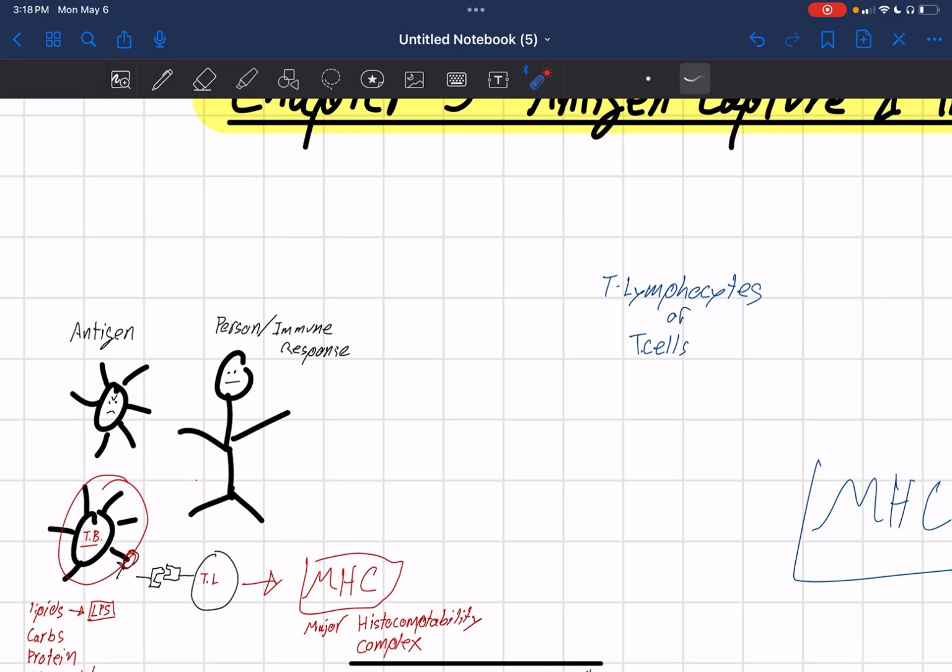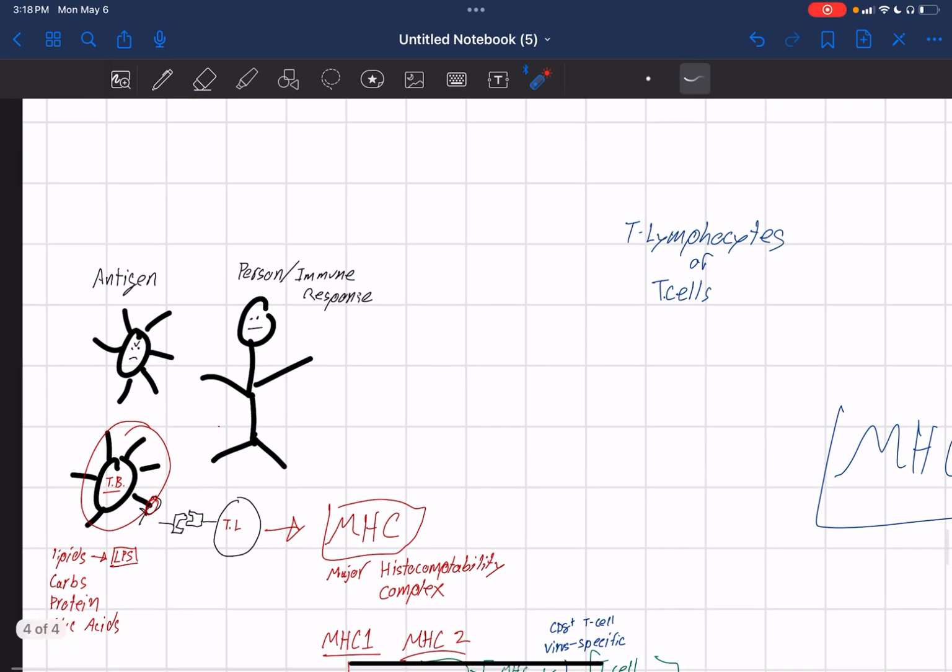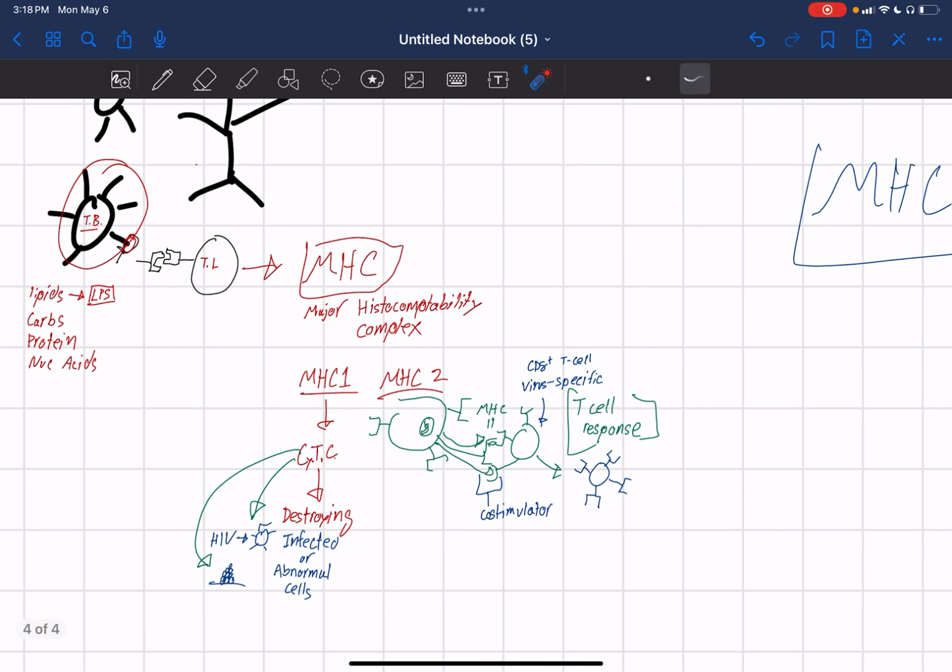So there are two different types, class 1 and class 2, like how I mentioned earlier. Class 1 molecules for MHC would present antigens from inside the cell, whereas class 2 molecules would present antigens from outside the cell. So that's kind of like how we saw here. Class 1 from inside of the cell, class 2 from outside of the cell, right? Class 1, and then class 2, inside the cell, outside of the cell. And that's essentially used for the different types of MHCs.